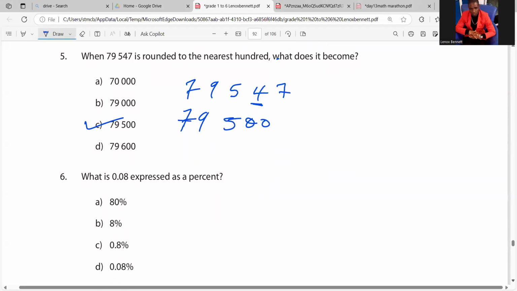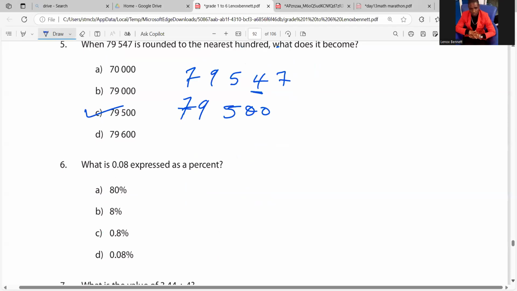All right, let's look at number 6. What is 0.08 expressed as a percentage.